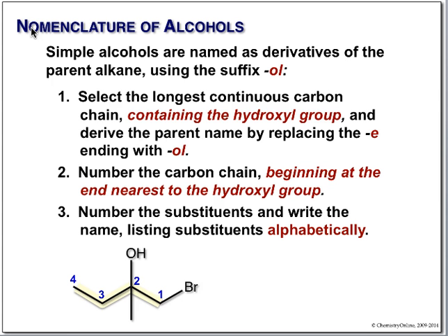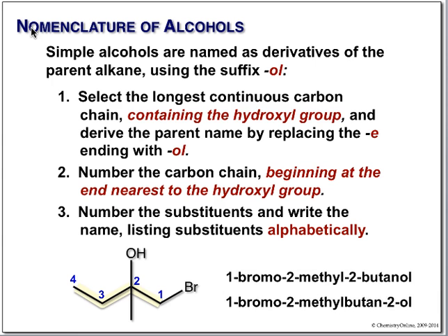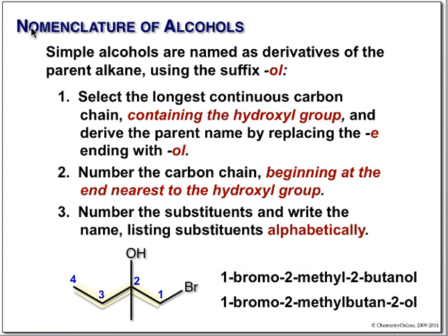So this is a bromo alcohol, right? Bromo, it's a 1 bromo butanol. We are a 4 carbon, so that's a but. It's a 1 bromo but, and it's a 2 alcohol. We could write it something like 1 bromo 2 methyl 2 butanol.